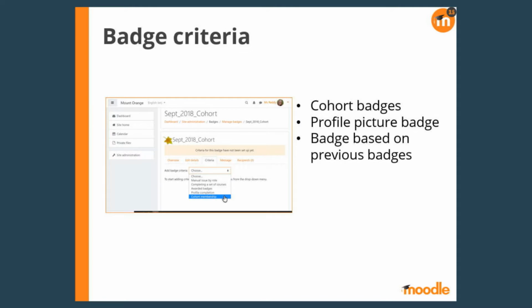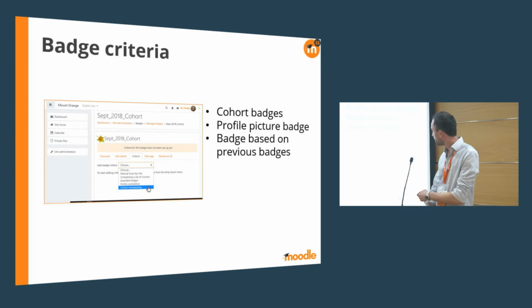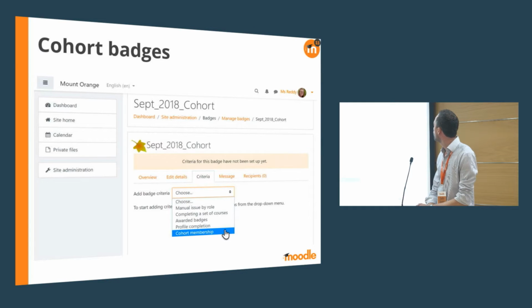We've also added several new features under badges, new criteria for which you can award badges. The first one that we added is cohort badges. So not only can you assign a particular theme to a cohort, you can also assign a badge to a user if they're a member of a cohort. So here, the September 2018 cohort badge is being created. The criteria is cohort membership. So if a user is a member of this cohort, we can assign them this badge. So this will show in their user profile.